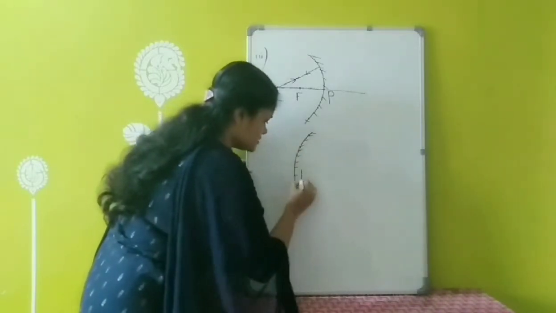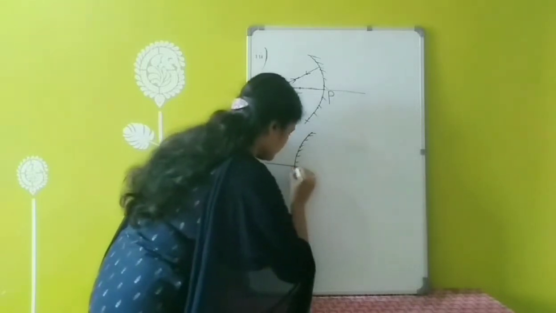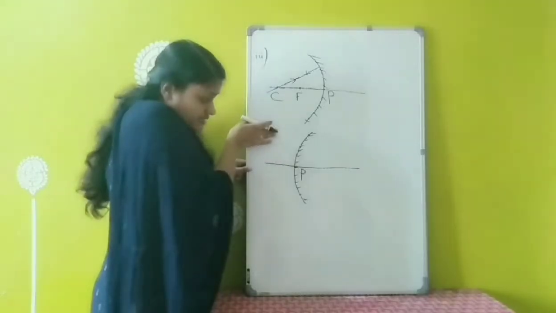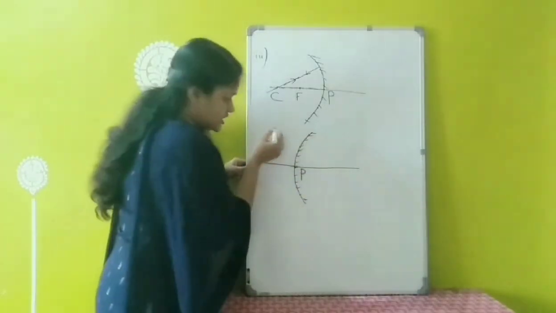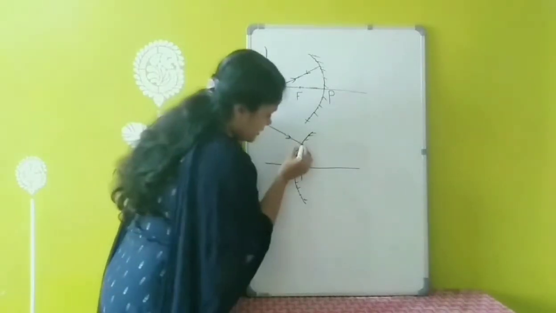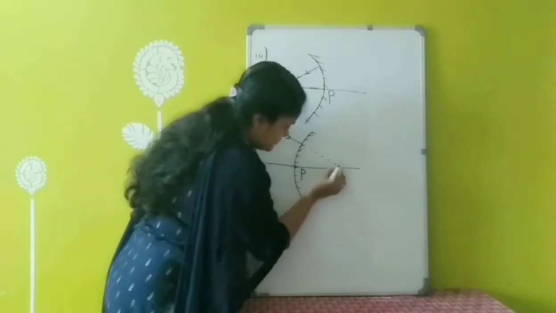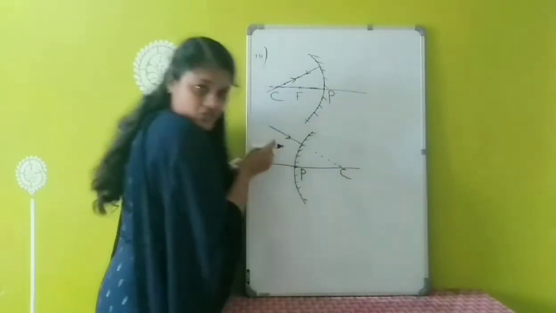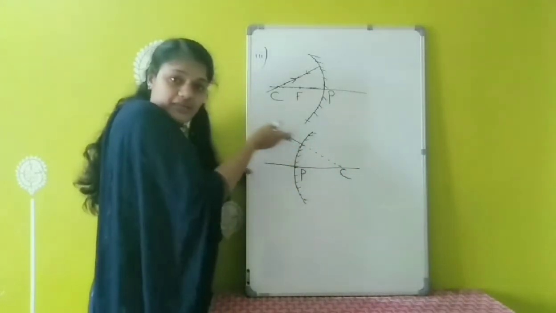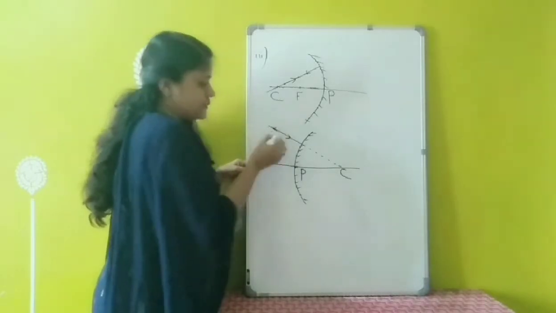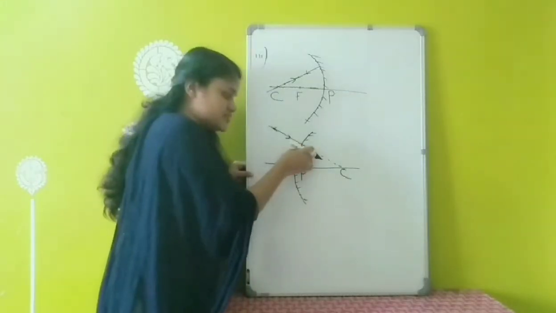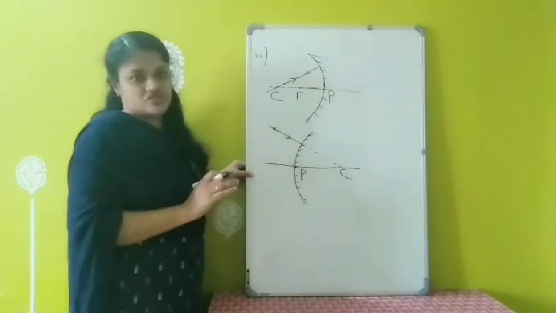Convex mirror. This is the pole. Principal axis. Now here we are saying a light ray which is directed towards the center of curvature. Suppose I am drawing a light ray here. Light ray, and I am extending this one to the opposite side. It meets at center of curvature. So this light ray is directed towards the center of curvature, and after reflection what will happen? It may retrace its path. So it is going back along the same path. Okay. So light ray which is directing towards the center of curvature, after reflection retrace its path. So this is the third rule.